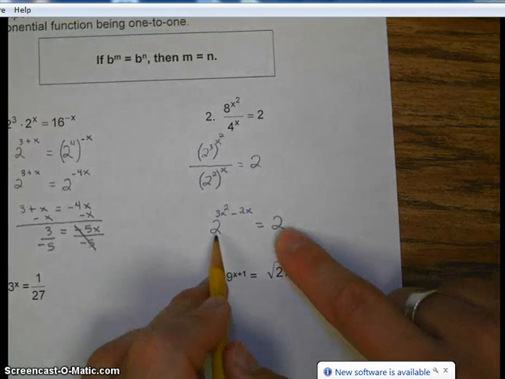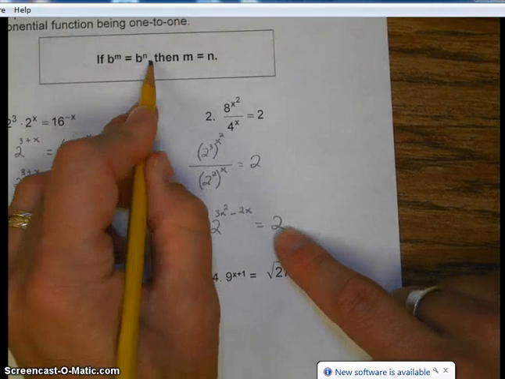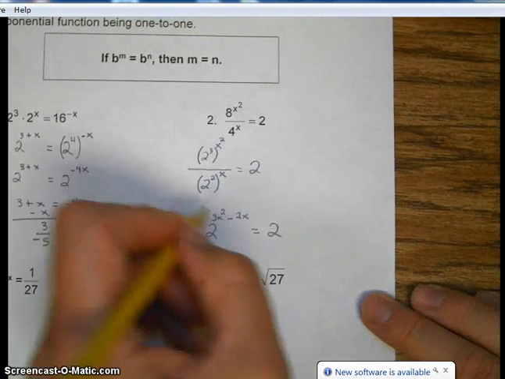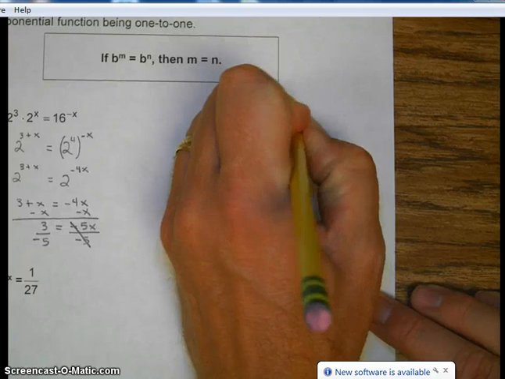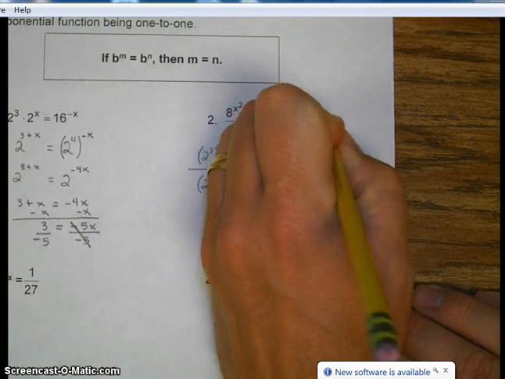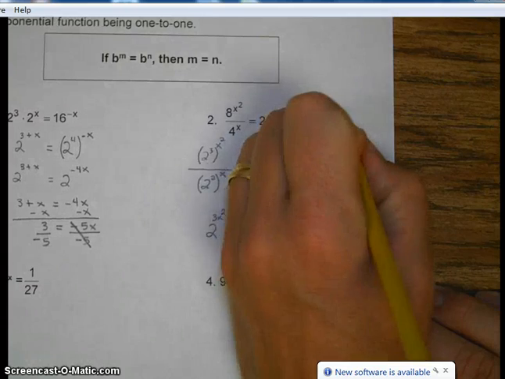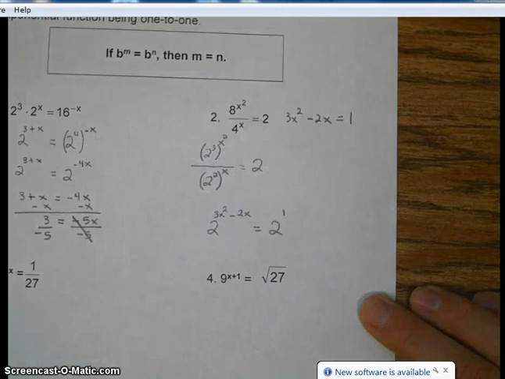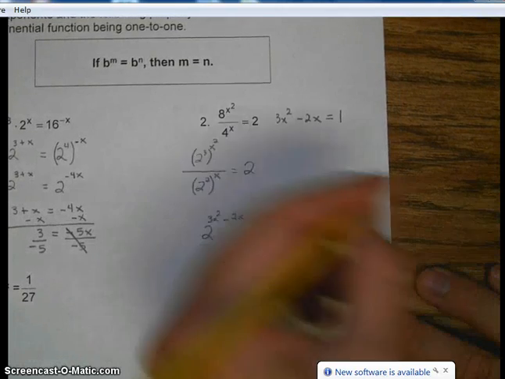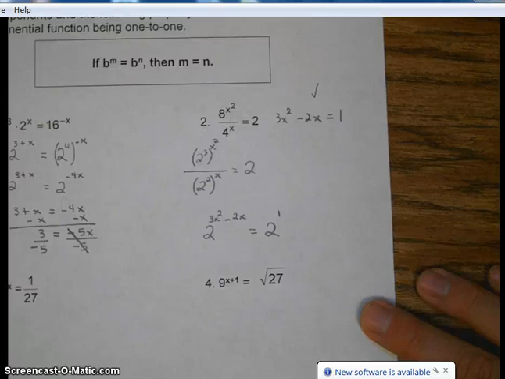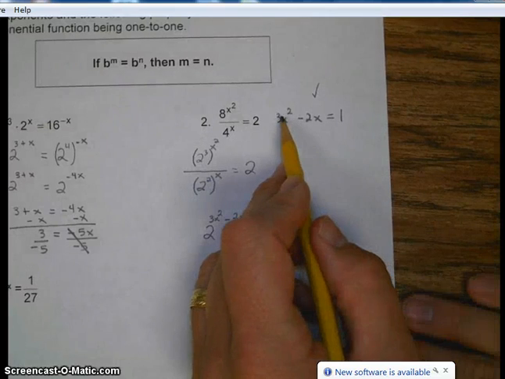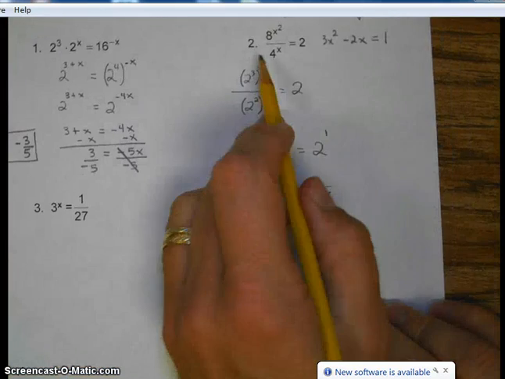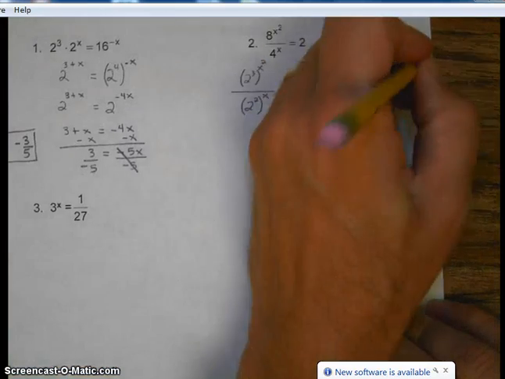Now that my bases are the same, I'm back up here to this property, and we can set the exponents equal to each other. So we end up with 3x squared minus 2x equals, and the exponent on this 2 is 1. Now we want to solve this. I'm going to let you do that because it's quadratic. You should know how to do that. I will be checking the video notes for your answer here.